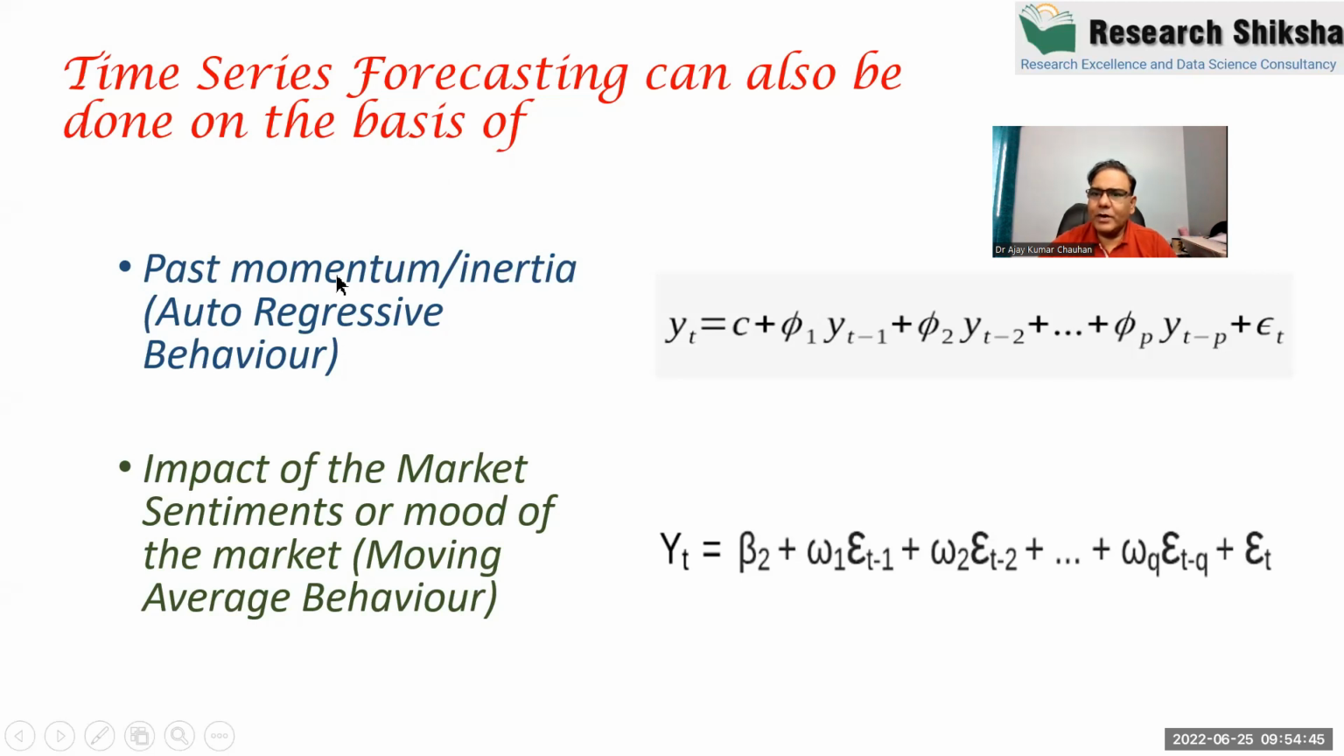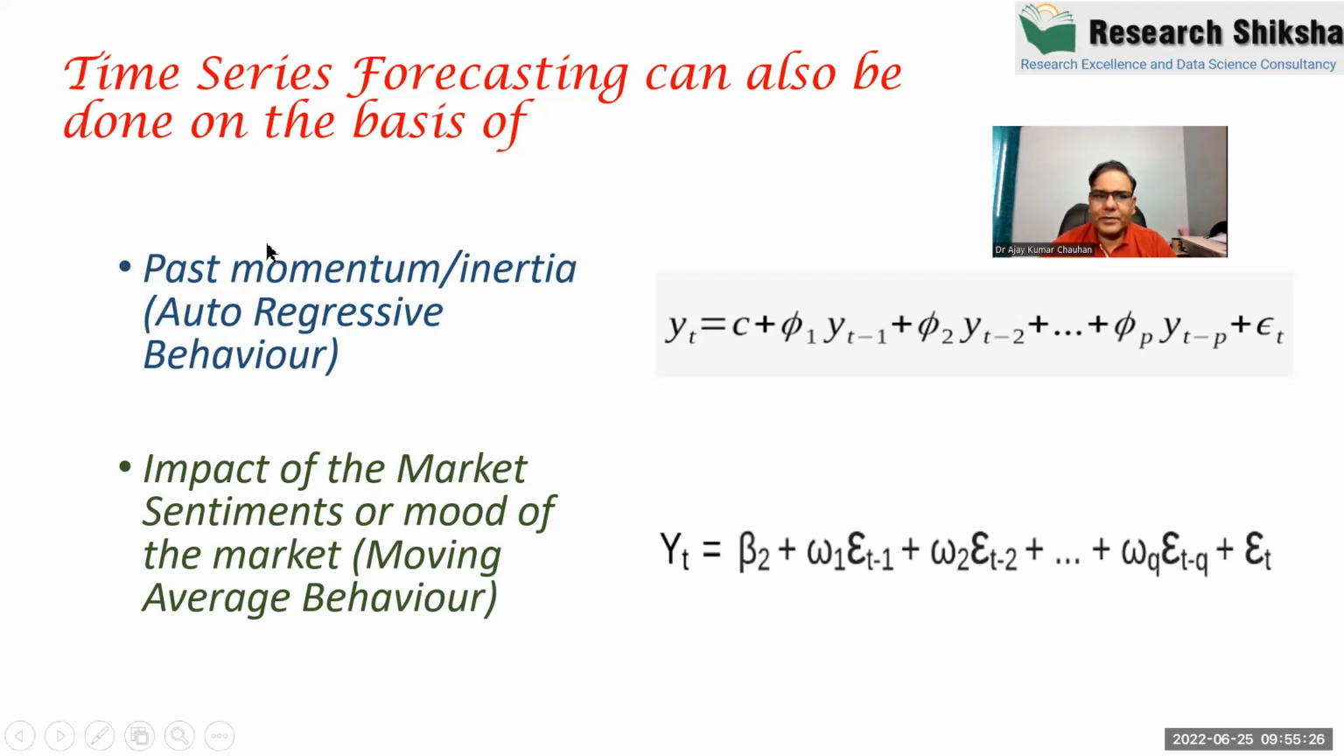You may have heard about momentum trading, momentum in the series. And if any series is having some momentum, also known as inertia, in science we call it inertia. If some series is having some inertia, momentum, this information can be used to forecast. And this concept is called autoregressive. Autoregressive means the past behavior is important to forecast its future value.